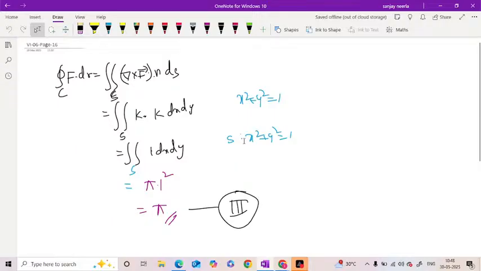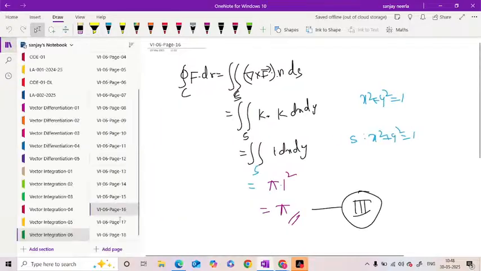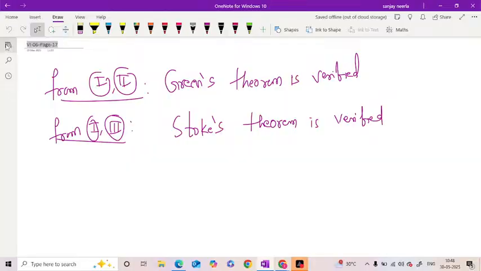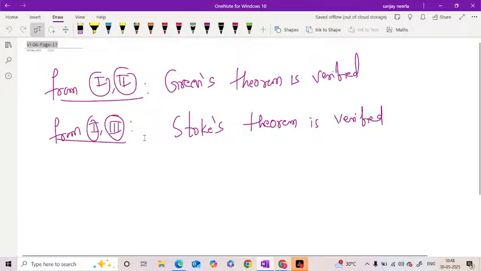So here we get the area of the region. What is the area of the region? We get pi only. And we can do this problem in two more ways, by using the normal Cartesian form or by using the polar form also. Okay, so these are the results of the evaluation of the line integral, by Green's theorem and Stokes theorem. From 1 and 2, Green's theorem is verified. From 1 and 3, Stokes theorem is verified.